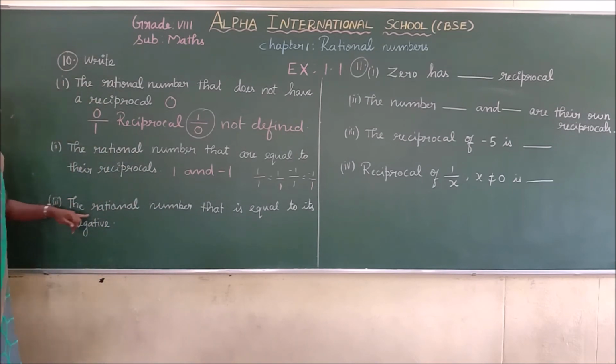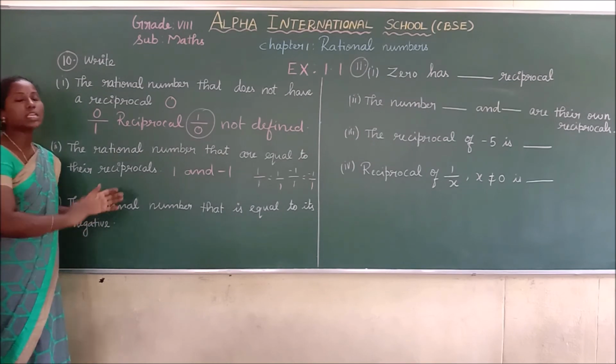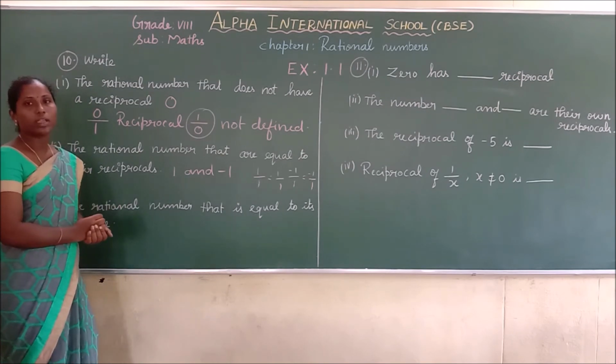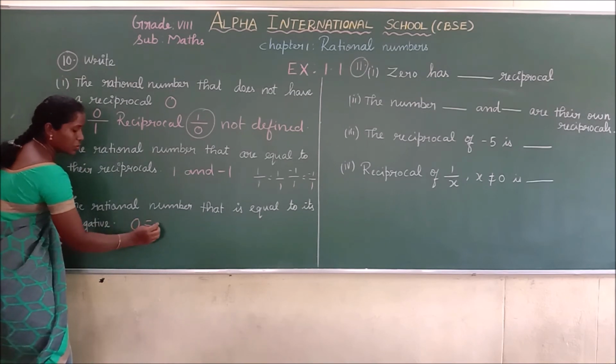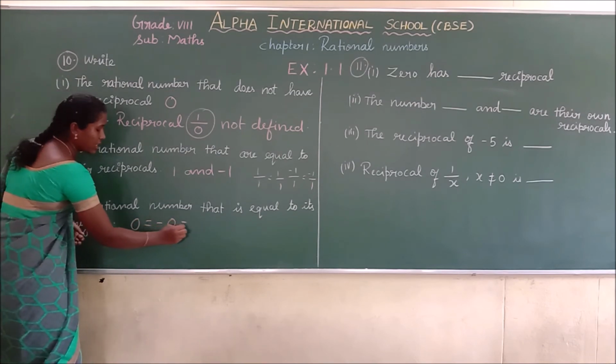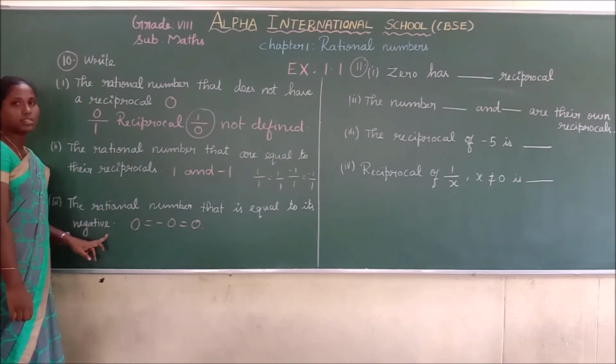Next, the rational number that is equal to its negative. Which rational number is equal to its negative? 0. Because if you take the negative of 0, the value is again 0 only. So the answer for this is 0.